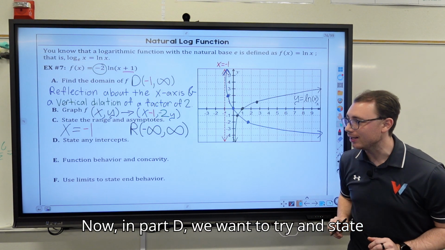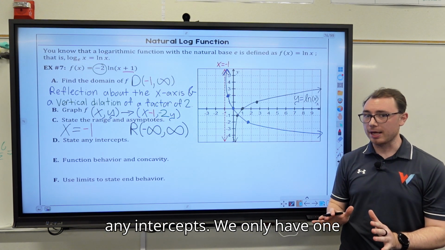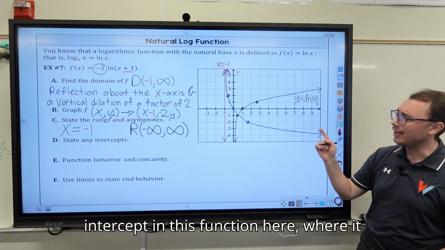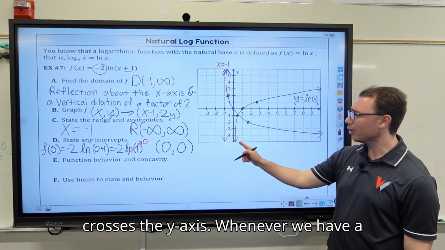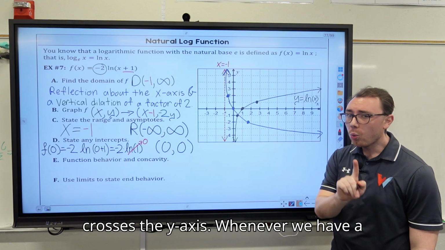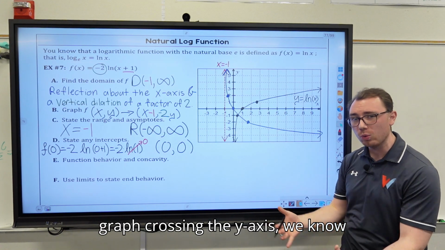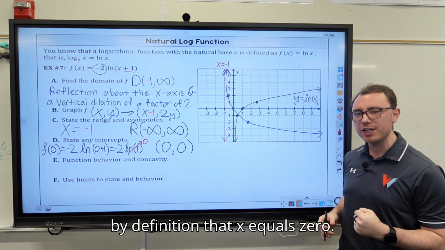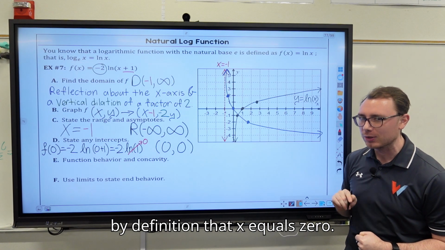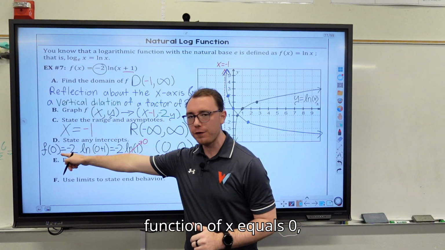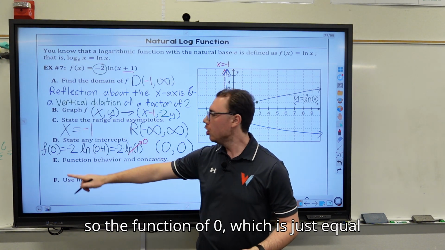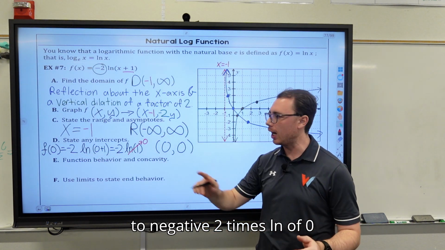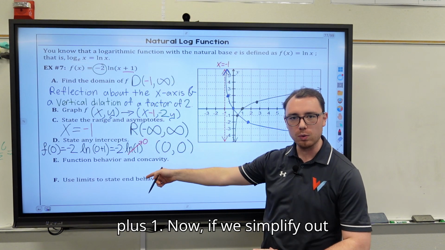Now, in part D, we want to try and state any intercepts. We only have one intercept in this function here, where it happens to cross the origin, but also it crosses the y-axis. Whenever we have a graph crossing the y-axis, we know by definition that x equals 0. So really we're just trying to find the function of x equals 0, so f of 0, which is just equal to negative 2 times ln of 0 plus 1.